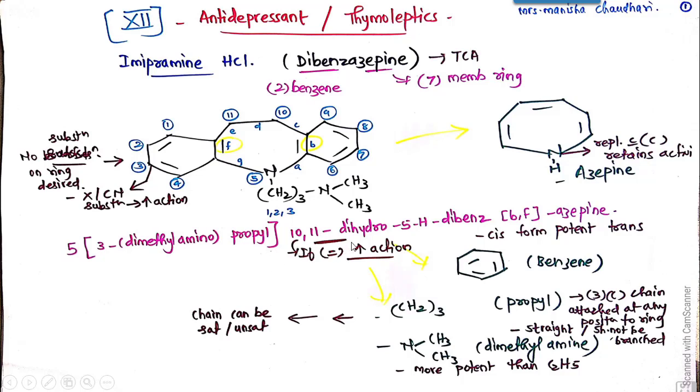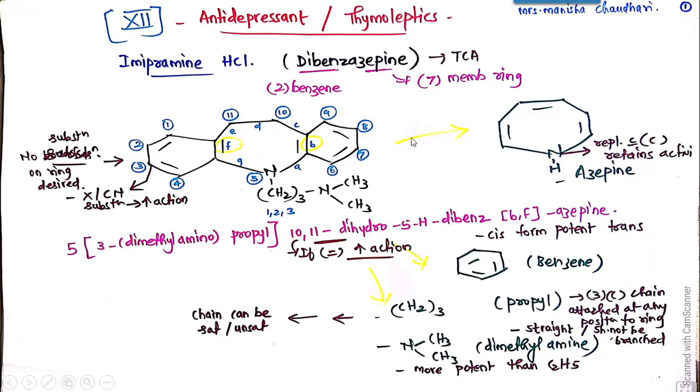Then 10-11 dihydro. Why have we written 10-11 dihydro? Because this is a saturated bond. That means CH2 is there instead of a double bond. So it is 10-11 dihydro. Then 5H. 5H means, as you can see in this azepine structure, hydrogen is attached to the nitrogen at the fifth position. If the imipramine substituent had not been there, and only dibenzazepine had been there, then it would have been 5 hydrogen. So it is 5H, meaning the H has been replaced by a substituent.